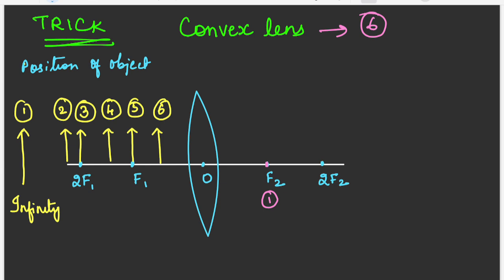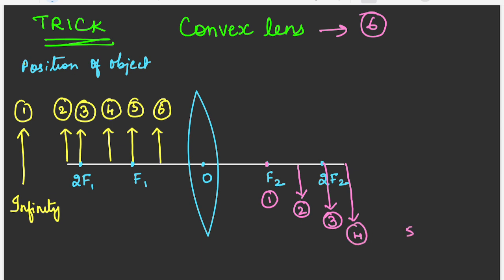In the second ray diagram, it will be formed between F2 and 2F2. In the third ray diagram, exactly on 2F2, it will be formed. In the fourth ray diagram, it will be formed beyond 2F2. Beyond 2F2 means somewhere here, anywhere it can be formed. So let us draw somewhere here, beyond 2F2, the image will be formed.